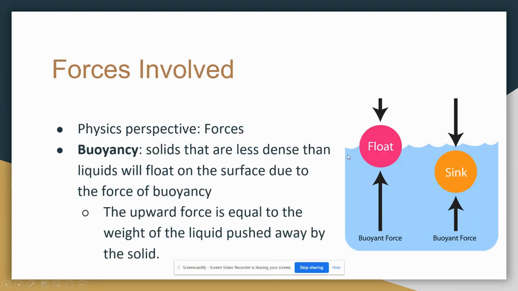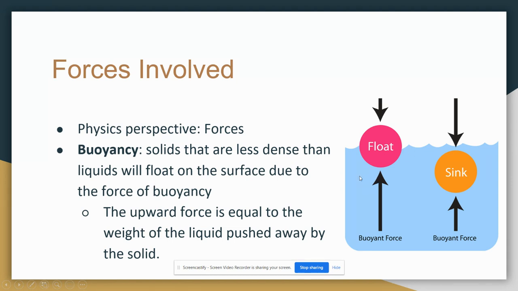So, in physics, we're interested in the forces involved. Why would the solid rocks on the surface of an object stay on the surface, and why would they move? So the first force involved is the force of buoyancy. Buoyancy is the force where solids that are less dense than a liquid will float to the surface of that liquid because of the force of buoyancy.